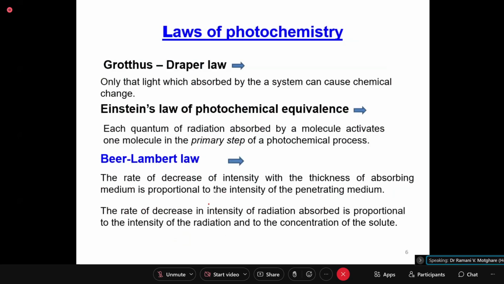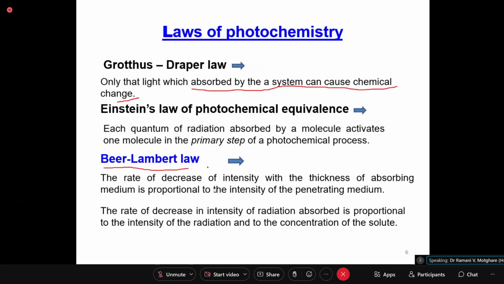Then you have the Grotthus-Draper law. Only that light which is absorbed by the system can cause chemical change. So unless some light is absorbed, it can't bring about the chemical change. So it has to be absorbed first of all. Then the Einstein law of photochemical equivalence: each quantum of radiation absorbed by a molecule activates one molecule in a primary step of a photochemical process.